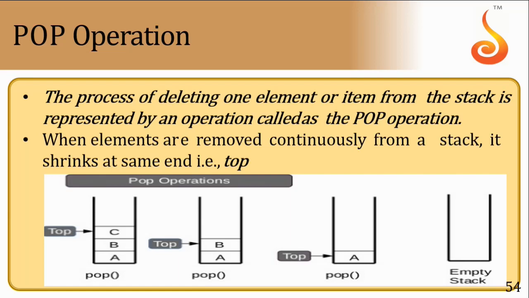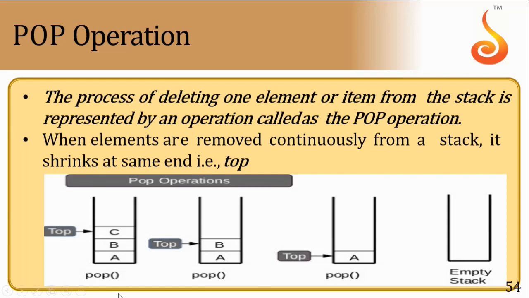It shrinks in the top end means suppose I have 5 elements and my stack is full. When I delete one, it reduces by one element. So top will go down by one element. Like that, if I go on reducing, for every element popped out, the top will go down by one element. Once you pop out all the elements, it will become empty.